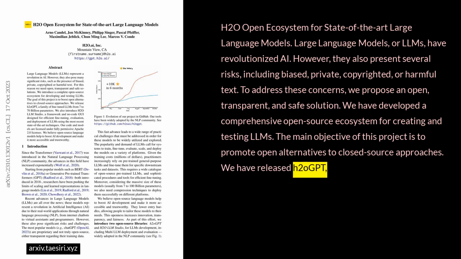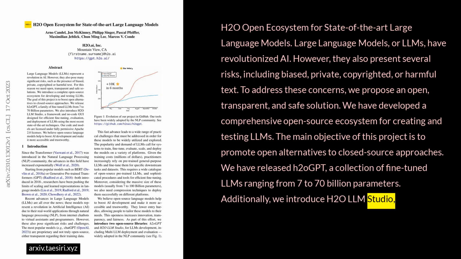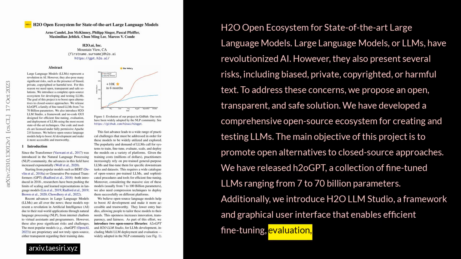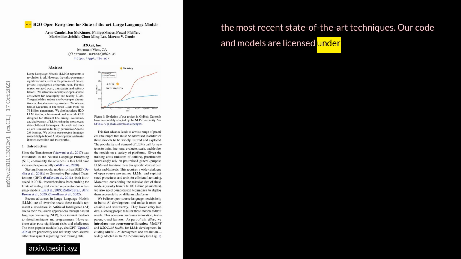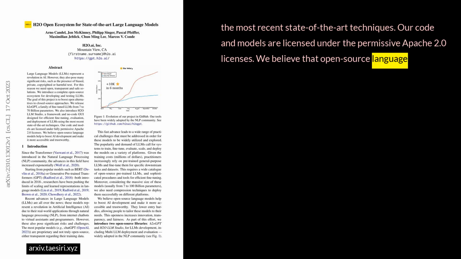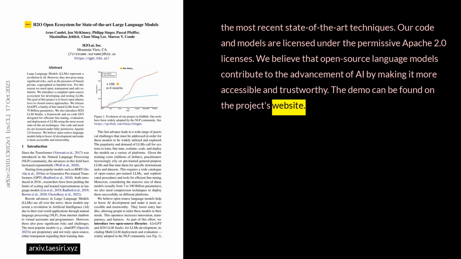We have released H2O-GPT, a collection of fine-tuned LLMs ranging from 7 to 70 billion parameters. Additionally, we introduce H2O LLM Studio, a framework and graphical user interface that enables efficient fine-tuning, evaluation, and deployment of LLMs using the most recent state-of-the-art techniques. Our code and models are licensed under the permissive Apache 2.0 licenses. We believe that open-source language models contribute to the advancement of AI by making it more accessible and trustworthy. The demo can be found on the project's website.